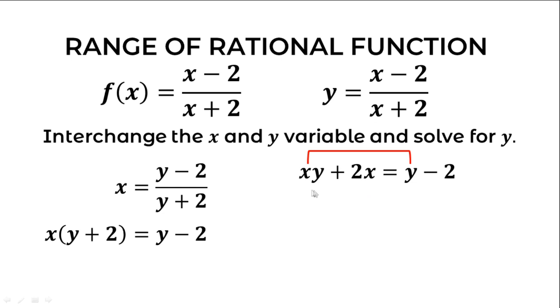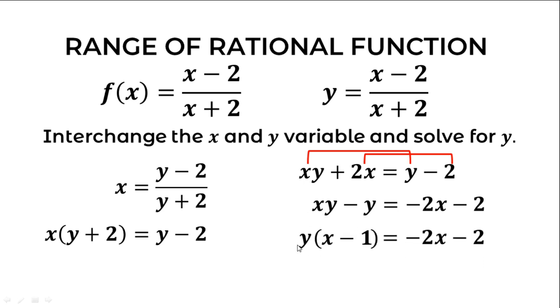So we are going to separate yung terms na may y variable sa wala. Ito yung meron, ito yung wala. So magiging siyang xy, kasi yung y ililipat natin sa kabila, magiging siyang xy minus y. Yung positive ng y magiging negative. Tapos itong 2x natin, ililipat natin sa kabila. So magiging siyang negative 2x minus 2. At ifa-factor natin itong xy minus y. Magiging siyang y times the quantity x minus 1 is equal to negative 2x minus 2.